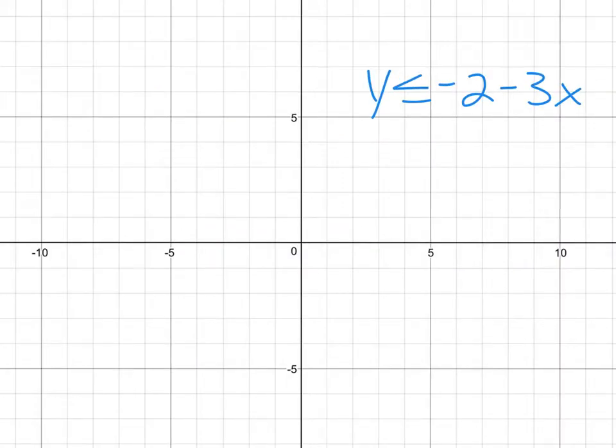So this is what we solved, and hopefully you realize that the slope on this inequality is negative 3, since that's what's next to the x, and that the y-intercept is 0, negative 2. Okay, so all we're going to do is put a point on 0, negative 2, and I'm going to count up and over with a slope of negative 3. So that'd be down 3 over 1 or up 3 to the left 1.